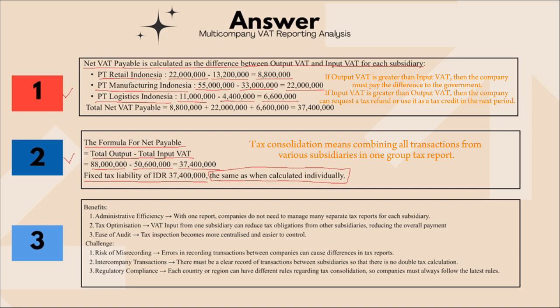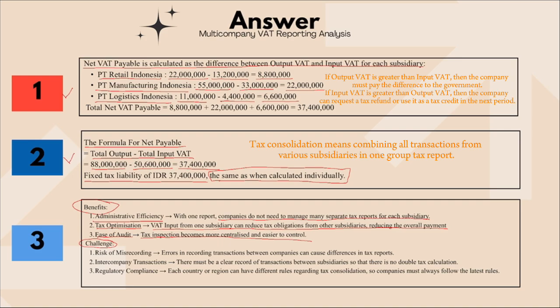The benefits. First, administrative efficiency. What is administrative efficiency? With one report, companies do not need to manage many separate reports for each subsidiary. Number 2, tax optimization. Tax optimization is that VAT input from one subsidiary can reduce tax obligation from other subsidiaries, reducing the overall payment. Ease of audit. Ease of audit is that tax inspection becomes more centralized and easier to control.